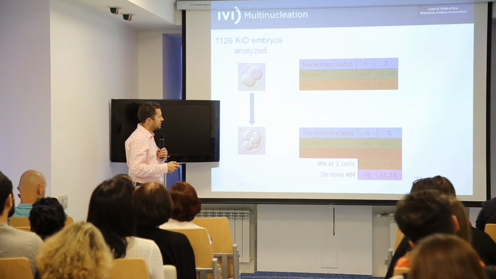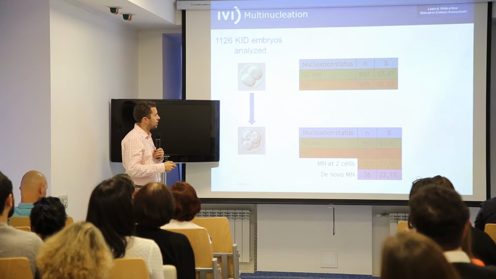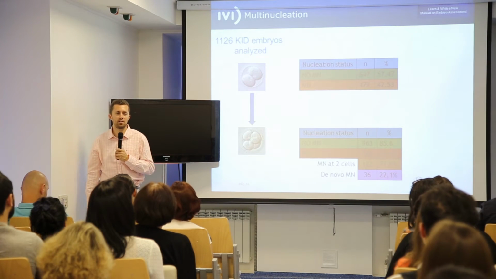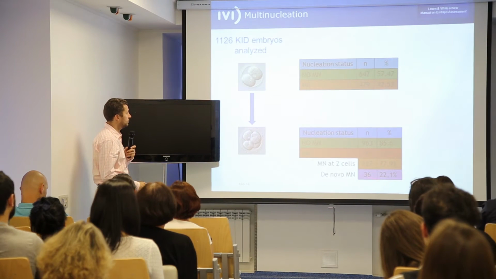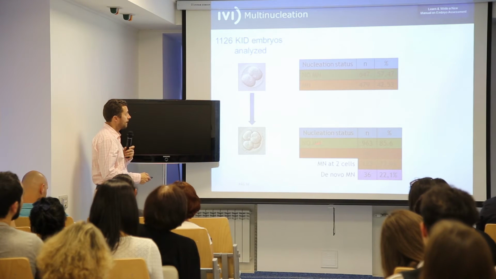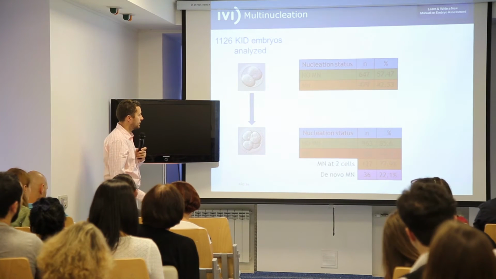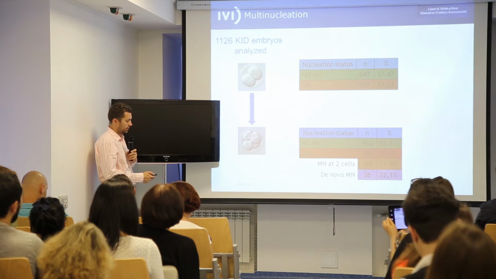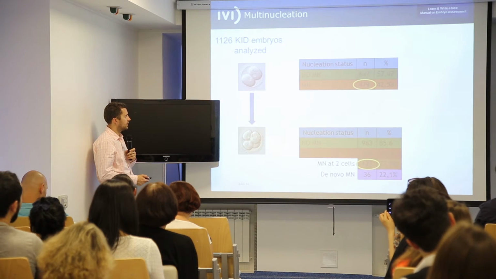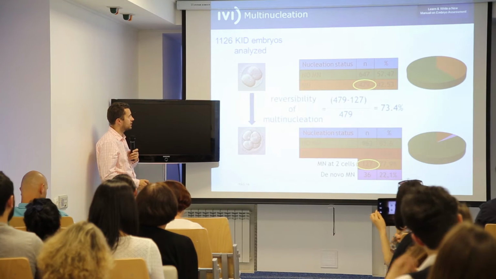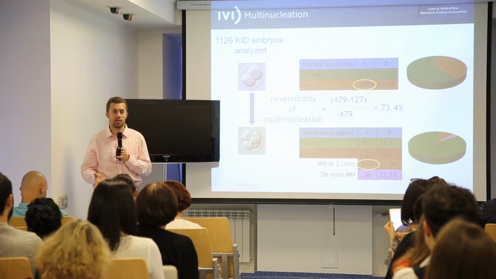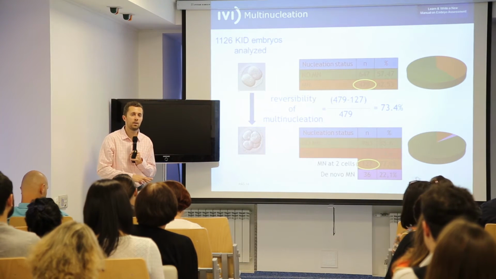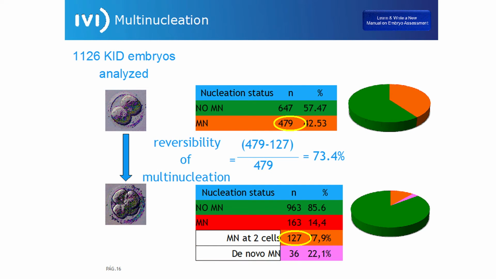Well, nice things about this. For example, the incidence of multinucleation in 2-cell stage is quite high. Around 42% of the embryos have multinucleation in 2-cell stage, quite higher than expected. But if you go to a 4-cell stage on day 2, only 14% of the embryos are multinucleated, okay? And then the incidence you will see here. If the initial incidence is that, this is the final incidence. You see that there is a reversibility, which means that in 73% of the cases, the embryos that were multinucleated in 2-cell stage were not in 4-cell stage. So there was a reversibility in that multinucleation.